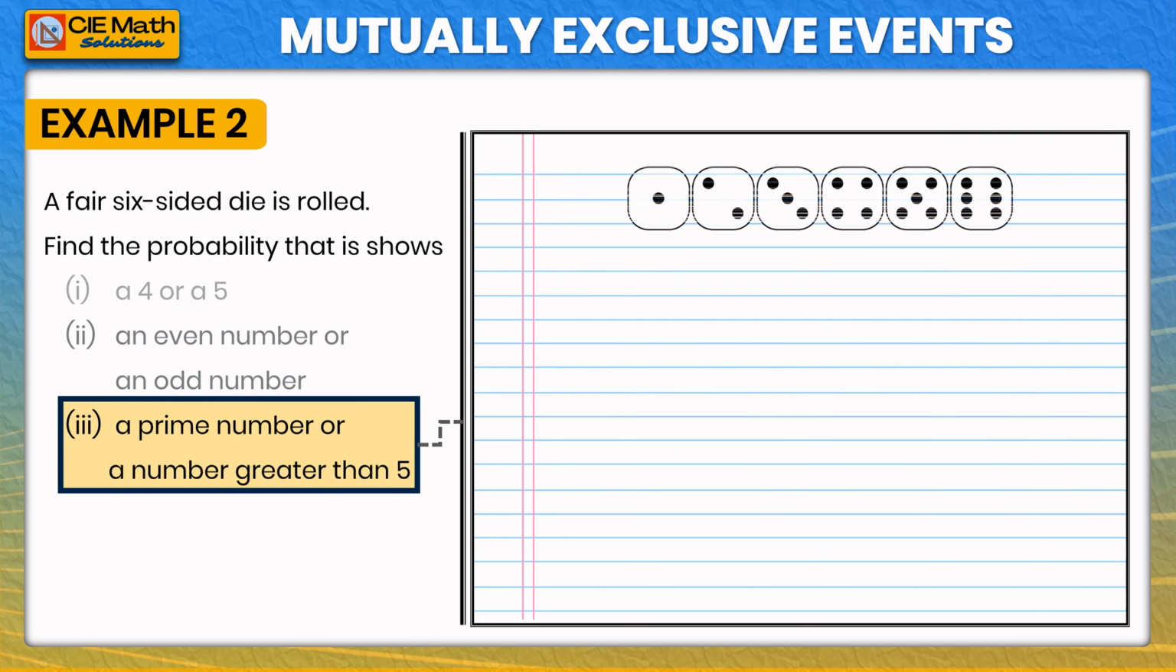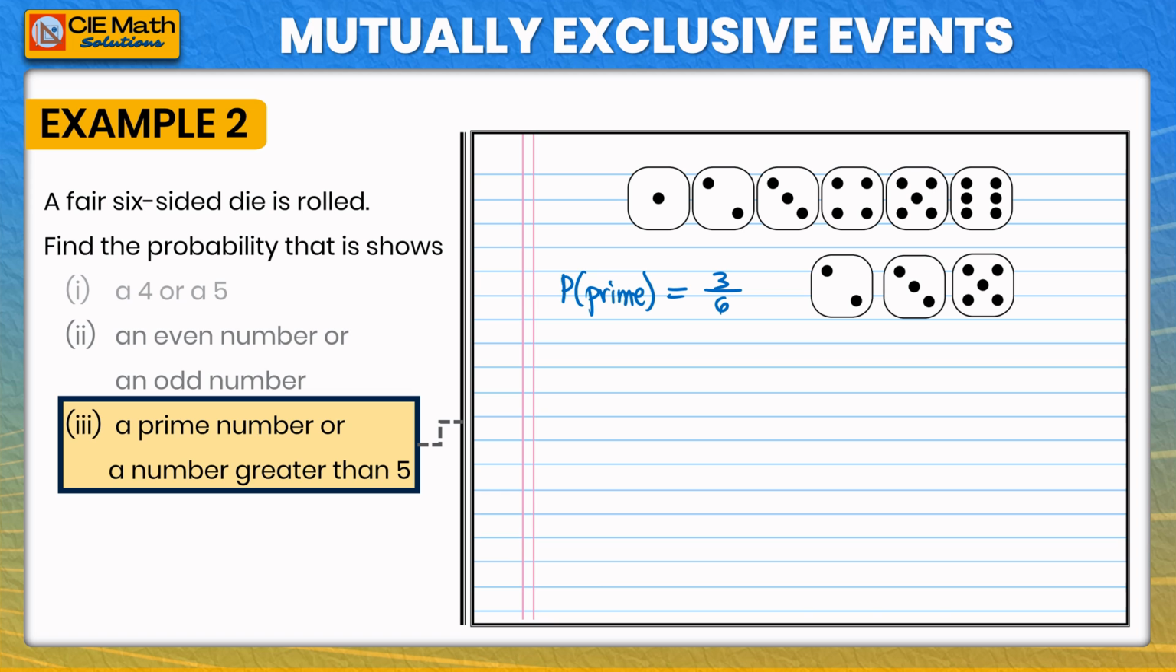For triple I, a prime number or a number greater than 5. So again, for a prime number, if you recall, the definition of a prime number is a number that can only be divided by itself and 1. So for this case then, the prime numbers from 1 to 6 are 2, 3, and 5 only. So in this case then, the probability of getting a prime is equal to 3 over 6, 3 out of 6.